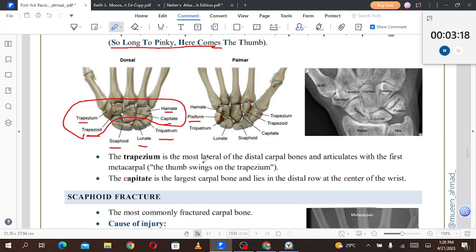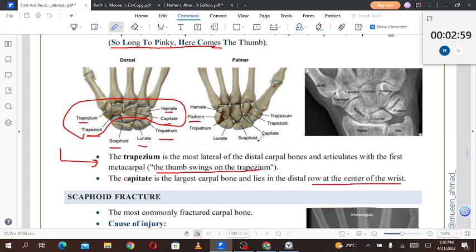The trapezium is the most lateral and distal carpal bone and articulates with the first metacarpal. The thumb swings on the trapezium. It is the most lateral of the distal carpal bones and articulates with the first metacarpal. The capitate is the largest carpal bone and lies in the distal row at the center of the wrist.